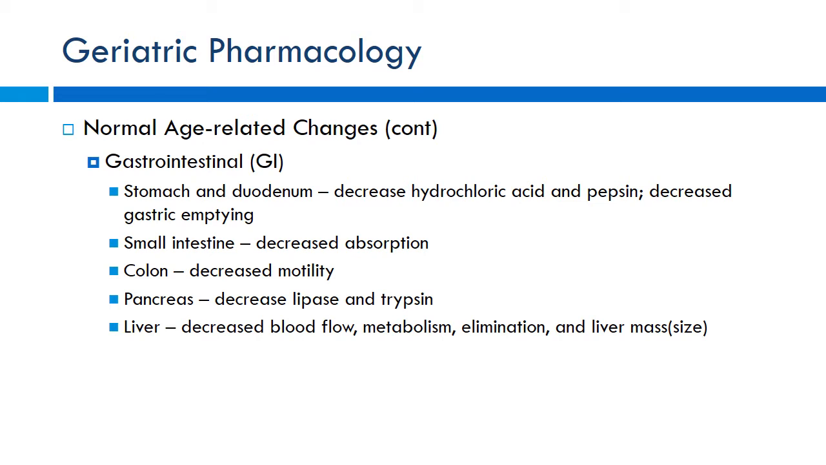And then as far as the liver goes, you can certainly see declines in function there, where you have decreased blood flow going through the liver, so less can be processed and metabolized, less elimination, and liver mass, or the size of it, can actually go down as well over time.